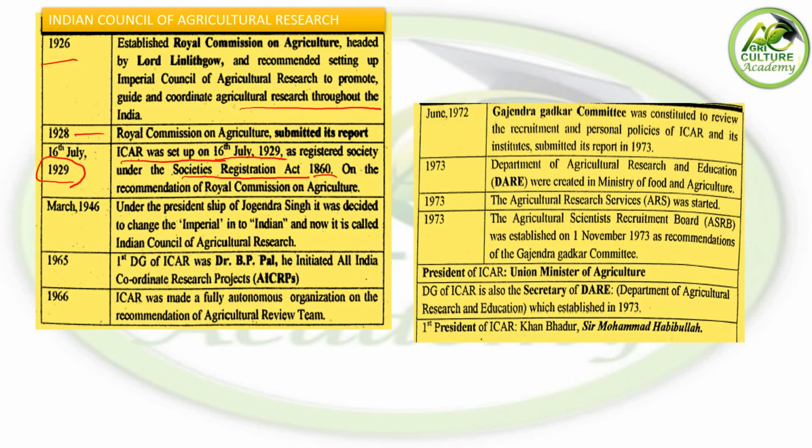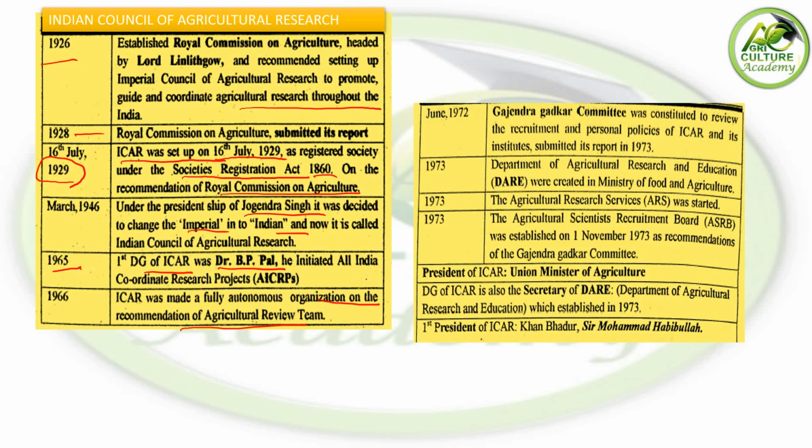तो ICAR कब सेटअप हुआ था? 16 जुलाई 1929 on the recommendation of Royal Commission on Agriculture. 1946 March under the presidency of Jogendra Singh it was decided to change Imperial to Indian. Now it is called Indian Council of Agricultural Research. Dr. B.P. Pal, first DG of ICAR in 1965, and he started All India Coordinated Research Project, AICRP. In 1966, ICAR was made a fully autonomous organization on the recommendation of Agricultural Review Team.